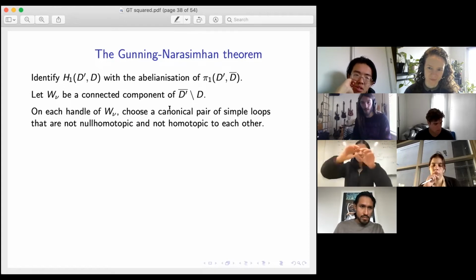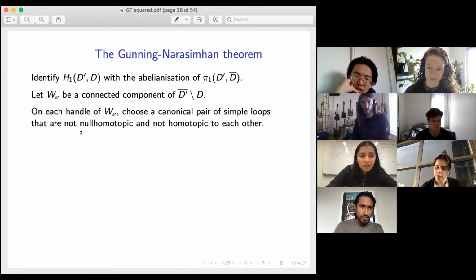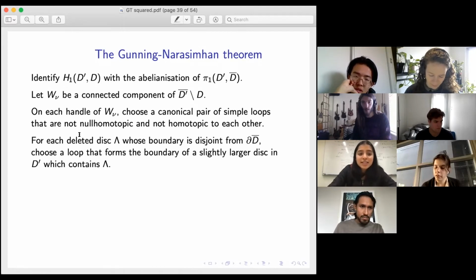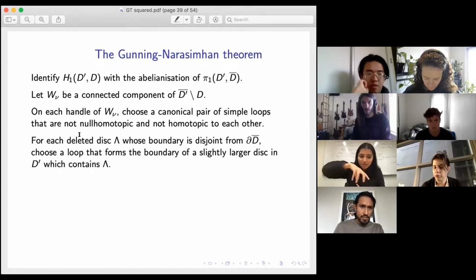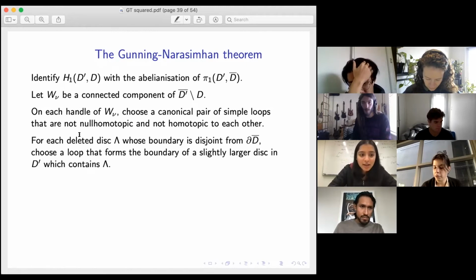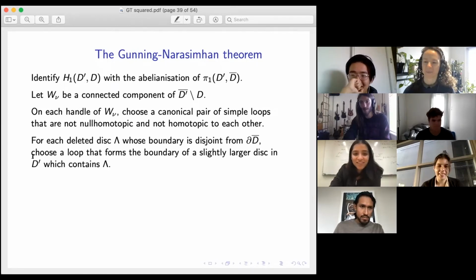Does that make sense? So we've got a handle. One of these loops goes around this way and the other loop goes this way. Then for each deleted disk lambda, whose boundary is disjoint from the boundary of D prime, which is the little set that sits inside it, choose a loop which forms a boundary of a slightly larger disk in D prime containing lambda.